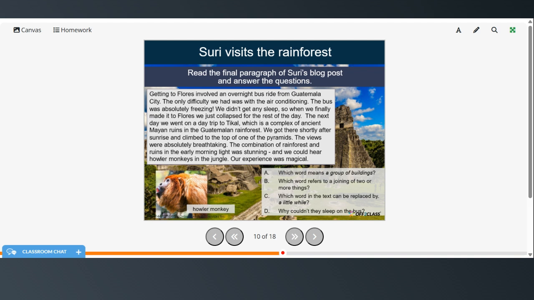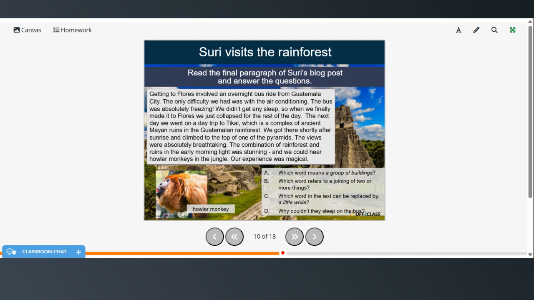Getting to Flores involved an overnight bus ride from Guatemala City. The only difficulty we had was with the air conditioning. The bus was absolutely freezing. We didn't get any sleep, so when we finally made it to Flores, we just collapsed for the rest of the day. The next day, we went on a day trip to Tikal, which is a complex of ancient Mayan ruins in the Guatemalan rainforest.